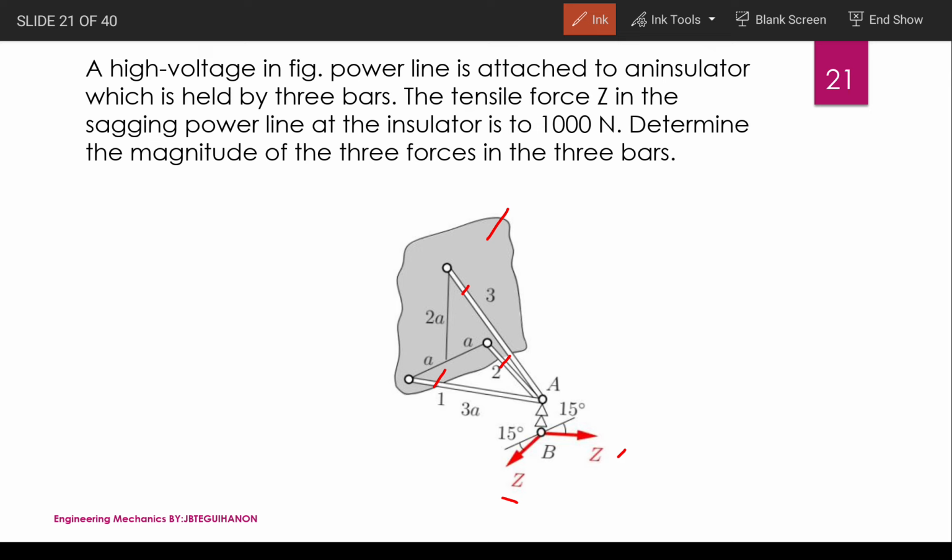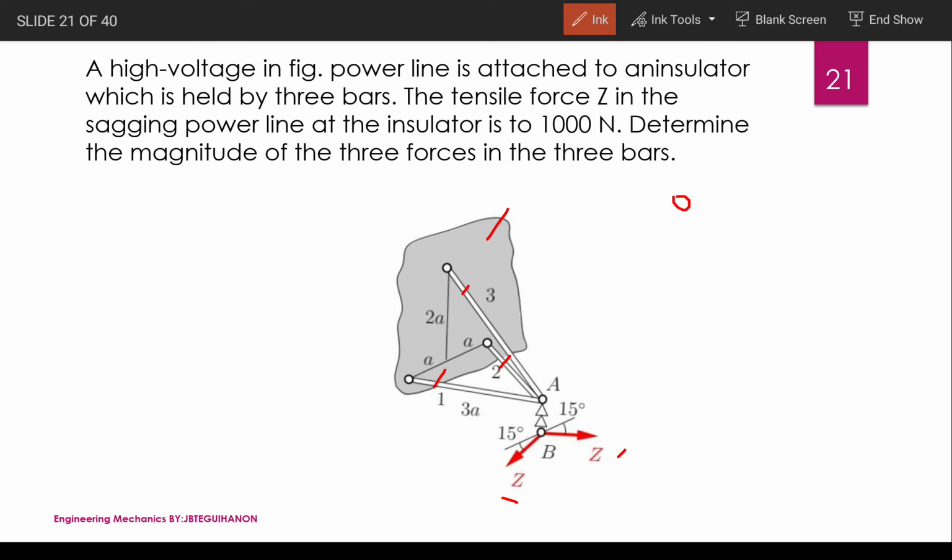in the sagging power lines, nakasag, no? At the insulator is 1,000 Newton. Determine the magnitude of the three forces in the 3 bars. So pag sinabi niya sagging, kunyari straight line to.